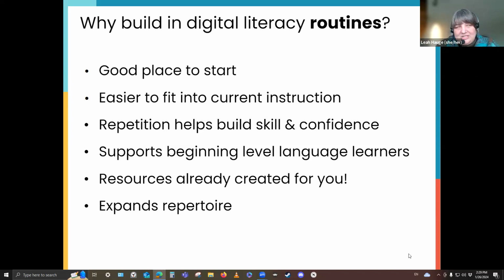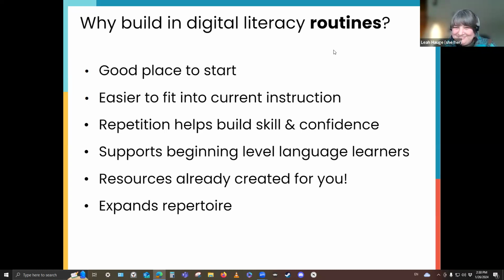We know that repetition helps students build skills in all areas, whether that's language or digital literacy. Also, repetition, of course, reduces stress in the classroom. It makes your lessons more predictable, which is helpful for you and students, and helps students build their confidence. And of course, it's very helpful for those beginning language learners to have that repetition of both digital skills, but also the language that you're introducing around those. And I'll let Nick talk a little bit about why he's excited about routines.